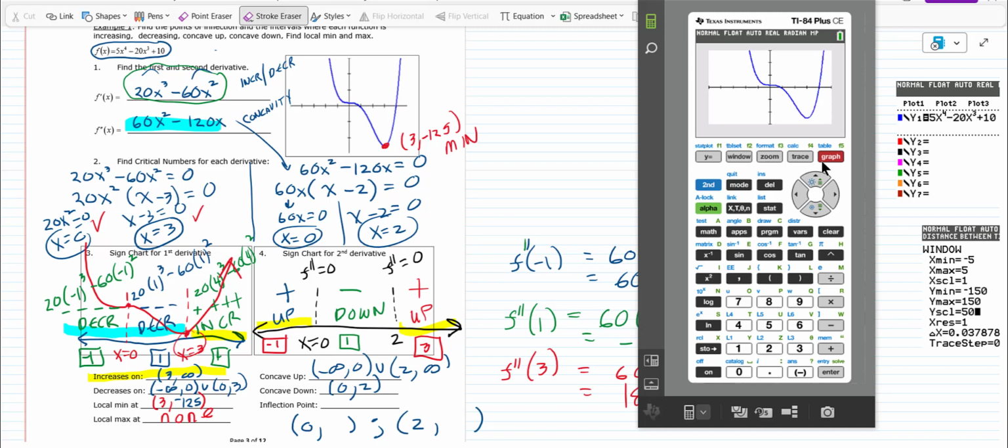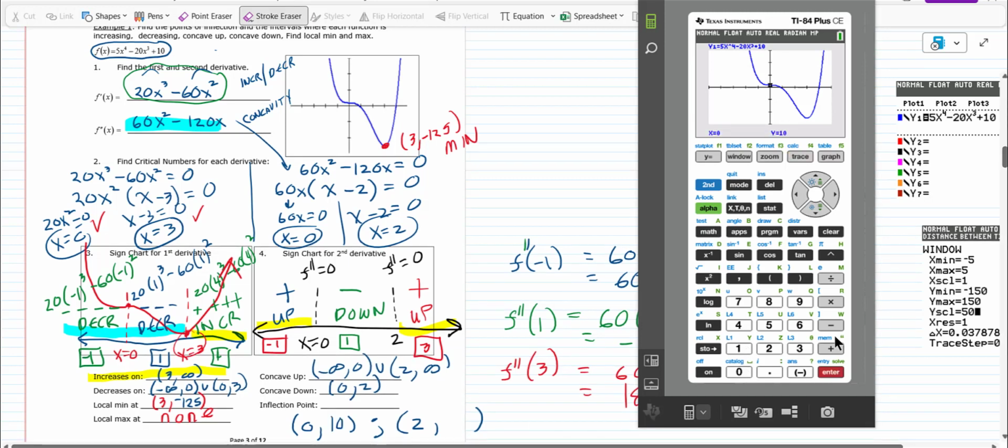then we can get those inflection points and change it and check at the same time. So what we figured out, our sign chart said that at x equals 0, that's a point of inflection. So if I trace at 0, that'll give me the point 0, 10. Okay, does it look like my graph is changing from concave up to concave down? Yeah, okay, this part right here is concave up. This part here is concave down. Okay, so it is changing.